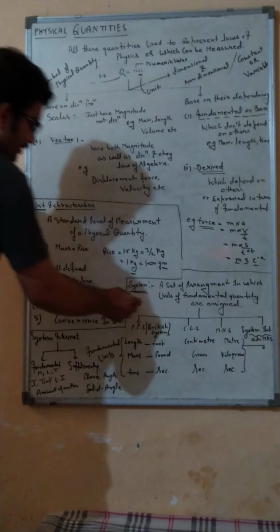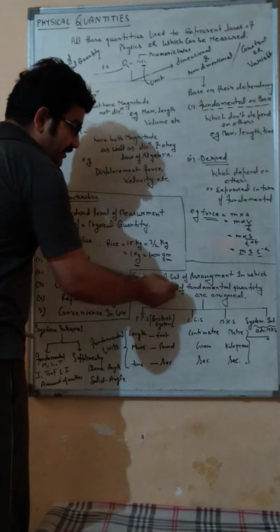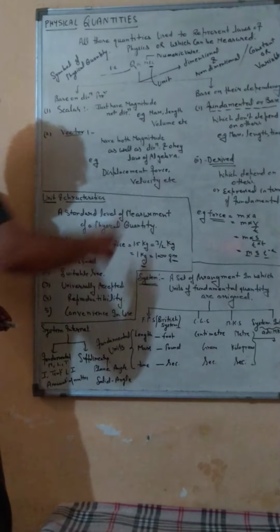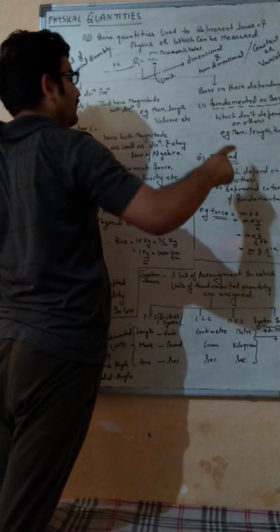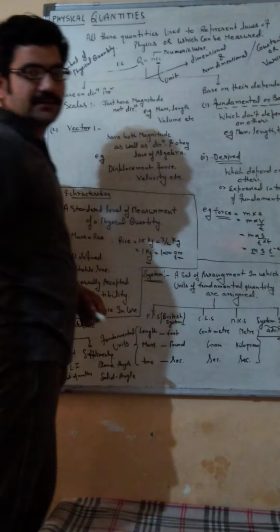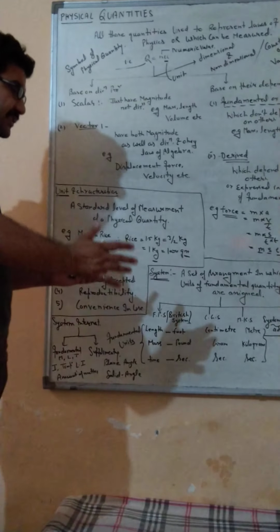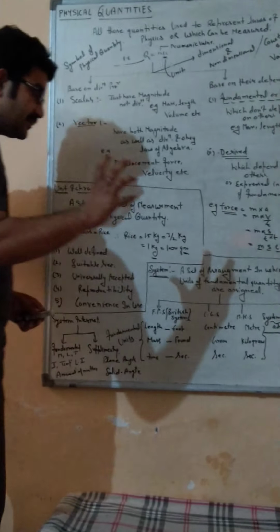Now next is system. This is important. A system is a set of arrangements in which units of fundamental quantities are assigned. How many fundamental quantities? There are three main fundamental quantities: mass, length, and time. These three are arranged in such a way that their units are assigned by a system. How many systems? There are four main systems in physics.